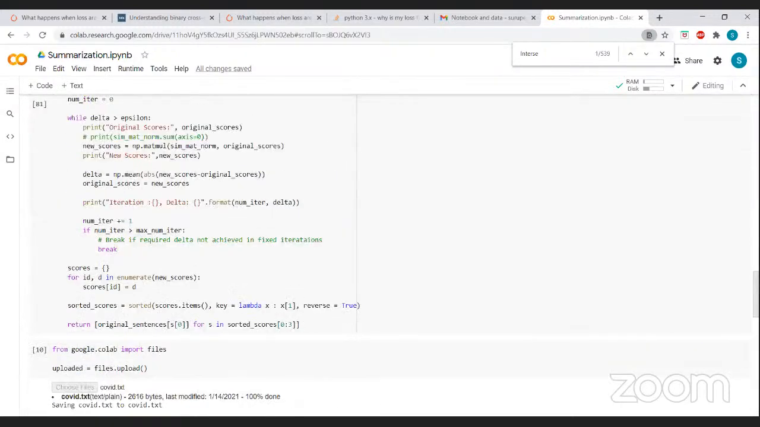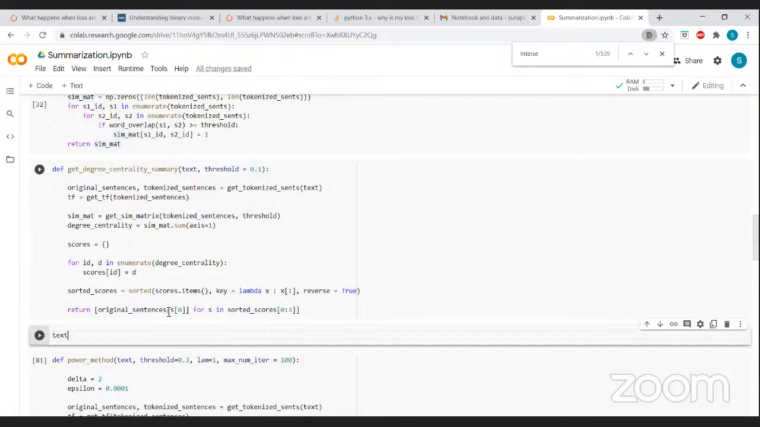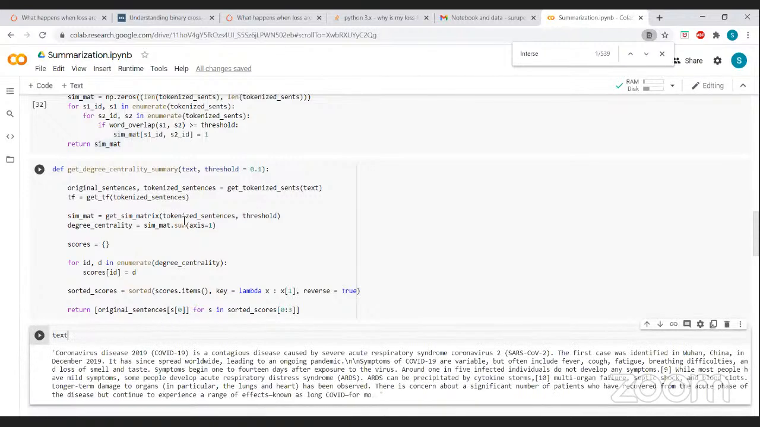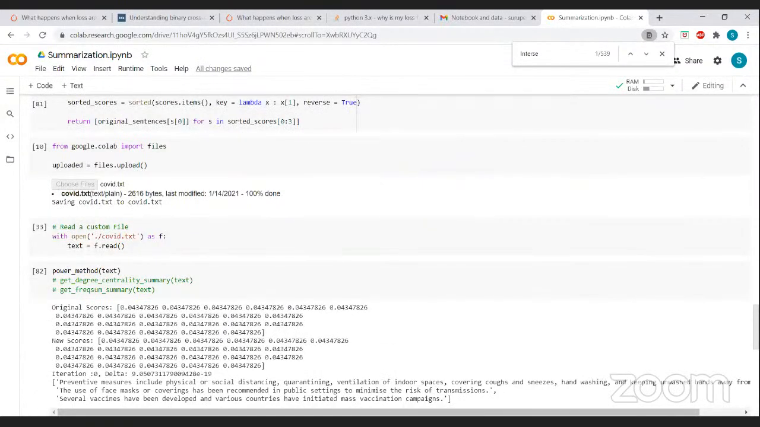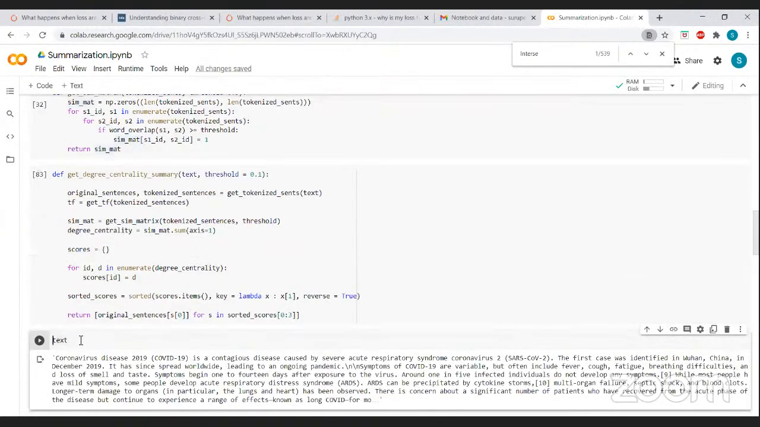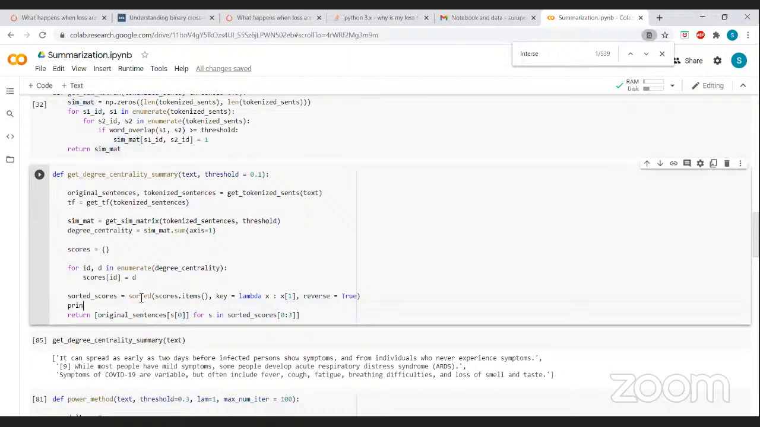Degree centrality. Maybe set it 0.1. You also need to change something else, right? Not in degree centrality, in power method. I think the fourth question was on degree centrality. If I'm not wrong. Okay, I think it's applicable to both anyway. So what I suggest is you go to that degree centrality code and this sorted scores, right? You print the sorted scores as well, not just return once, the whole array. That should give you some hint.